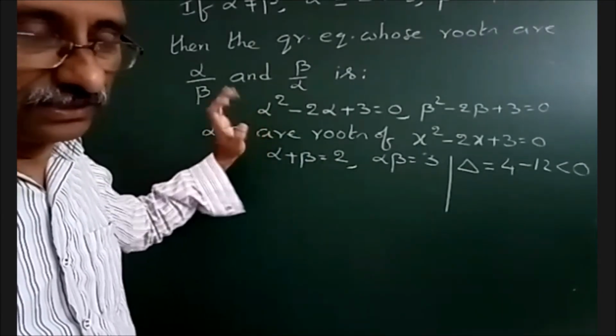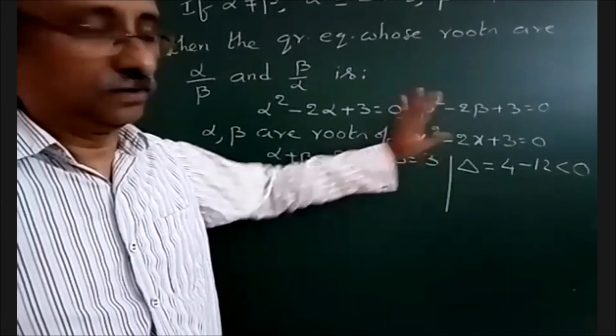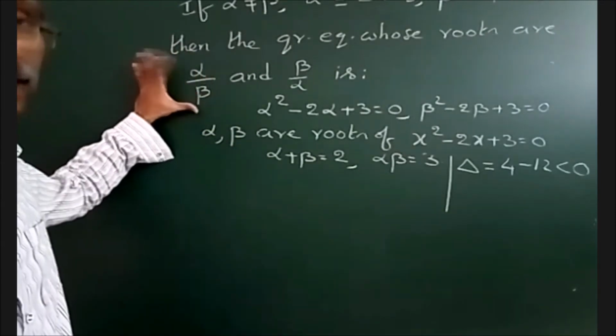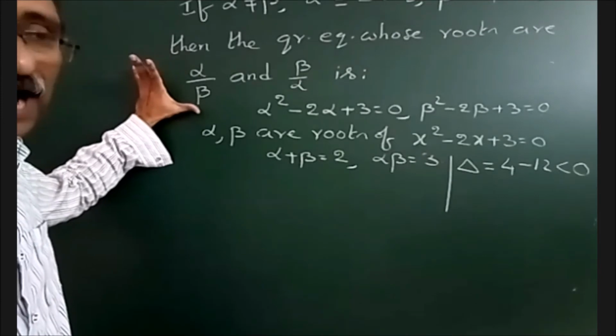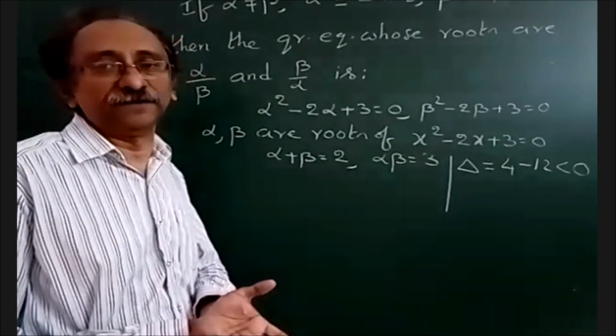Okay, sir. This is not a quadratic equation. So this, sir, is a quadratic equation, right? Yes, sir. Okay. And now we have to find the quadratic equation whose roots are alpha by beta and beta by alpha. But I don't know the values of alpha and beta.